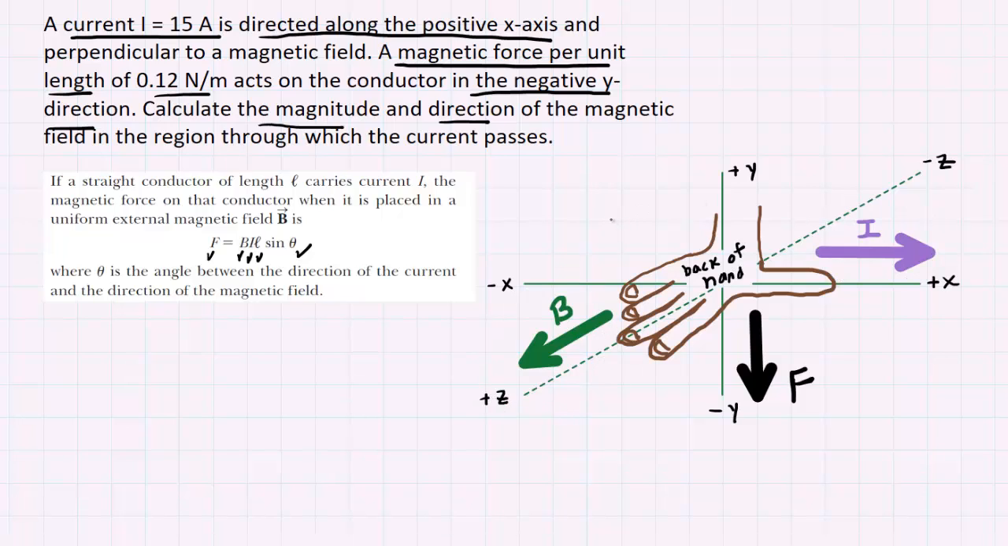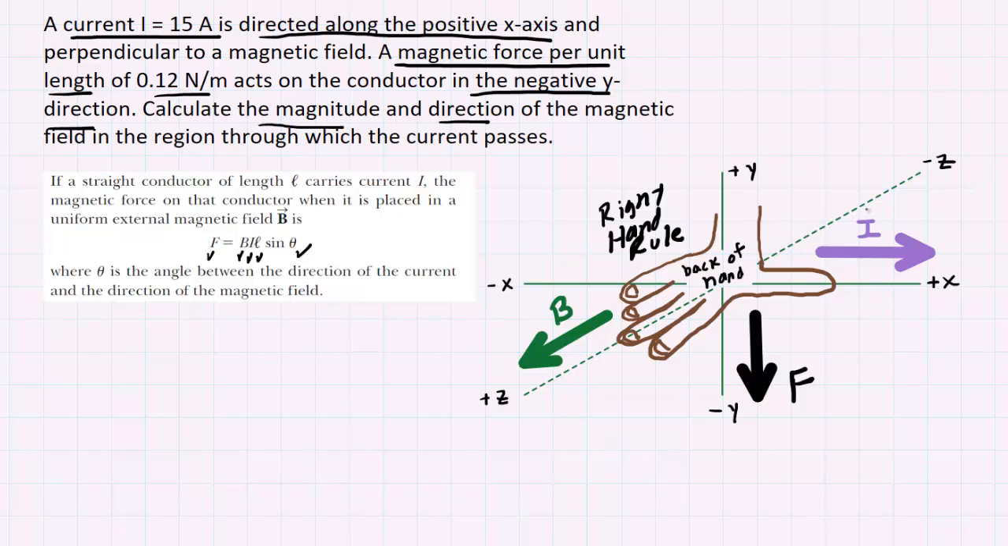What we have done over here is we have drawn a right hand. We are applying what is known as the right hand rule. With the right hand rule, you want to arrange your hand in a flat orientation, and you want to point your thumb in the direction of the current. The palm of your hand will be pointing in the direction of the force, in this case downward in the negative y direction, and then your four fingers will naturally be pointing in the direction of the magnetic field. Hopefully we can see that in this case the magnetic field, since the fingers are pointing along the positive z-axis, will also be pointing along the positive z-axis.